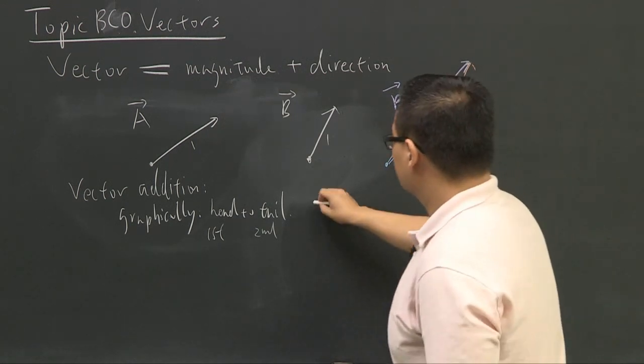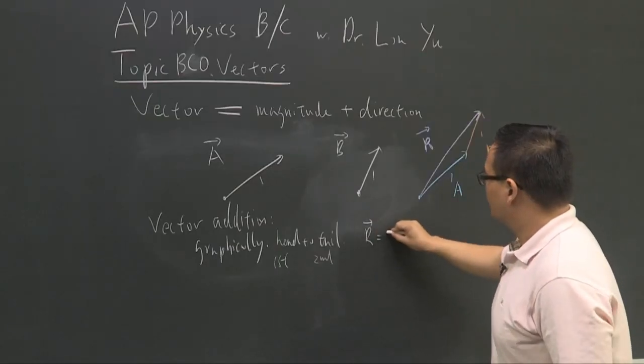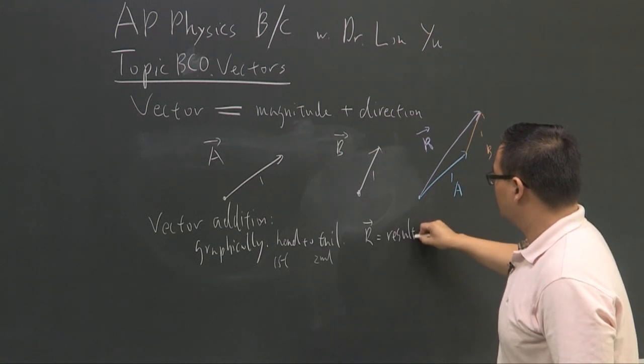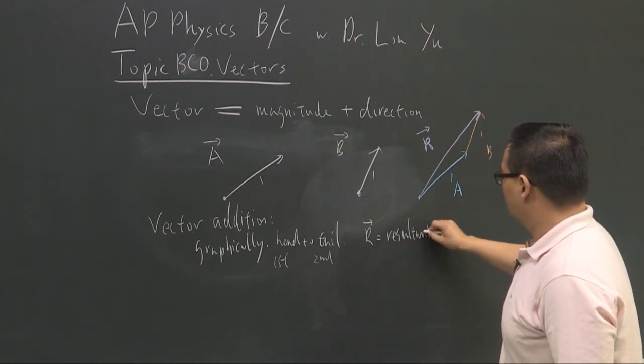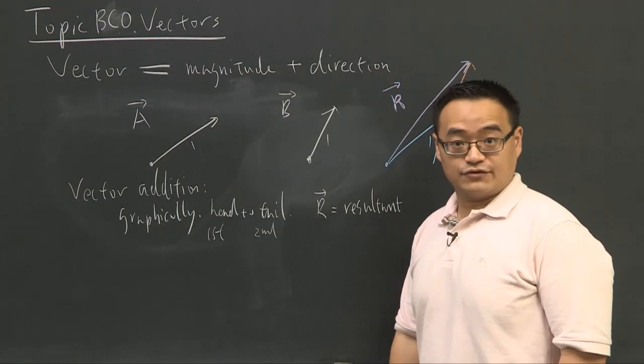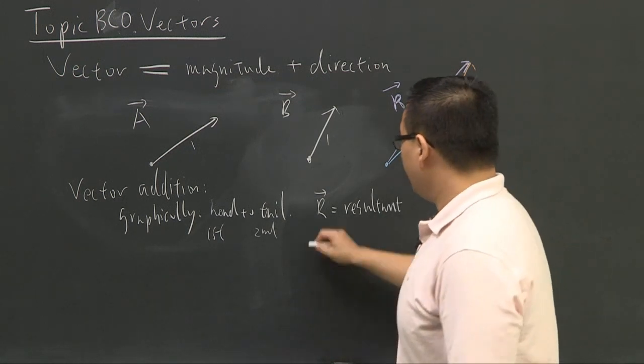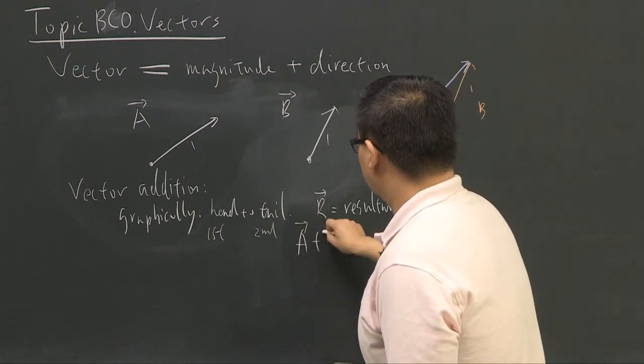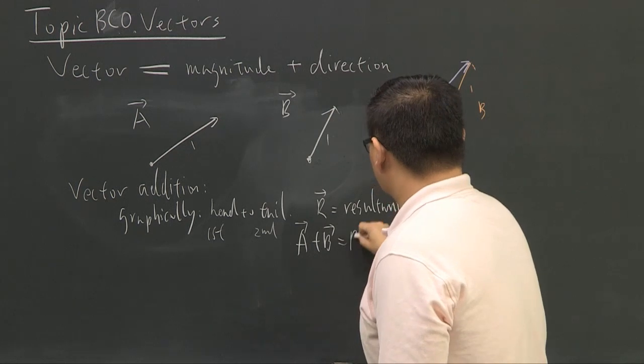And R stands for resultant. Really just a fancy word for the sum of vectors. Okay? So A plus B equals R.